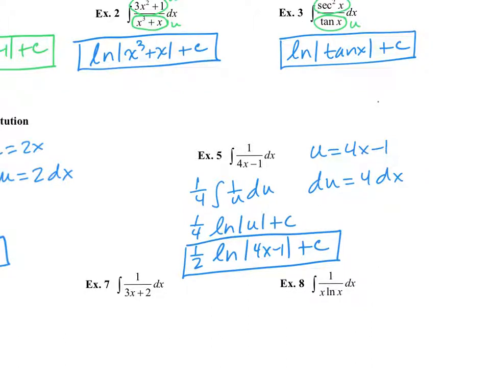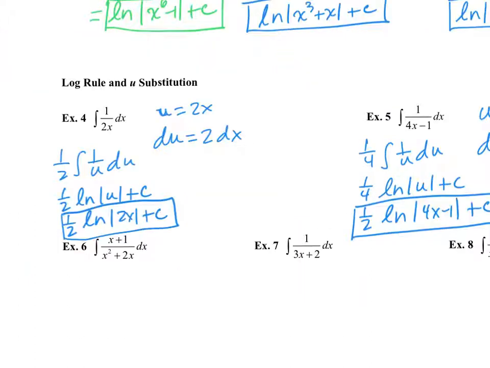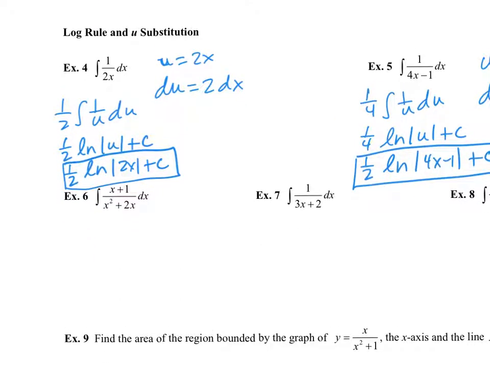All right, and then example 6. In example 6, let's let u be the denominator again. So we're going to let u be x squared plus 2x. Then du would be 2x plus 2 dx. Whoops, let me fix that. du is 2x plus 2 dx.